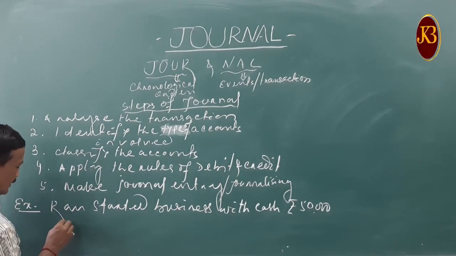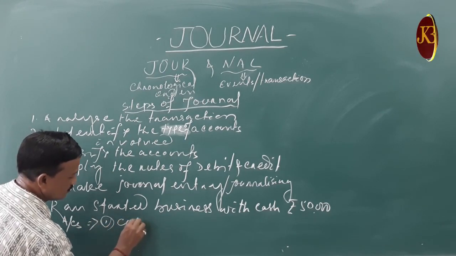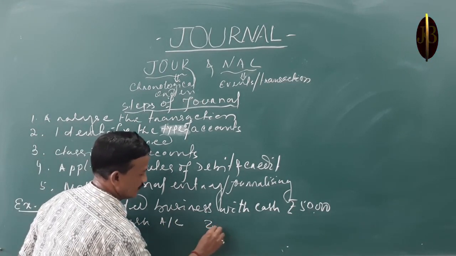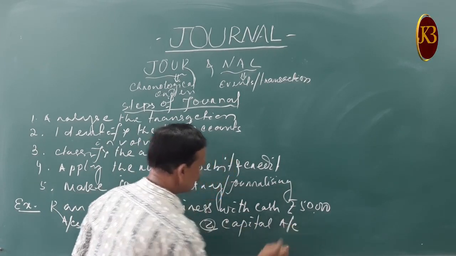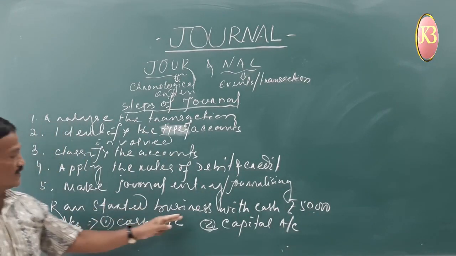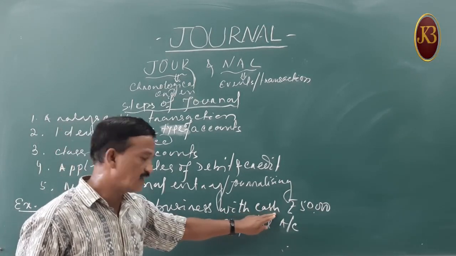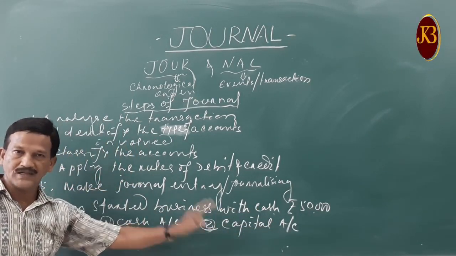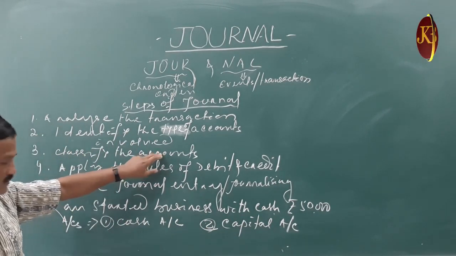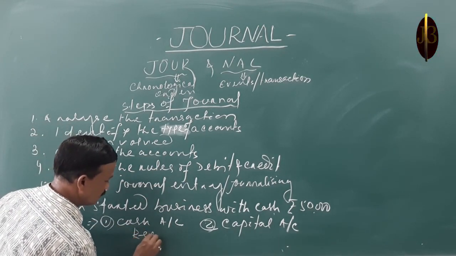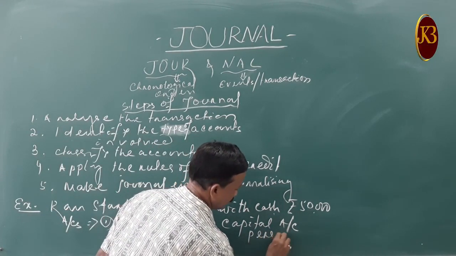Then identify the type of accounts involved. The accounts are, first, the cash account, and second, the capital account. Ram is the owner who started the business with cash. Ram invested money in the business, so it is capital. He gave the cash, so that is the cash account and the capital account. This is step 2. Then third, classify the accounts. Cash is a real account. Capital is a personal account.